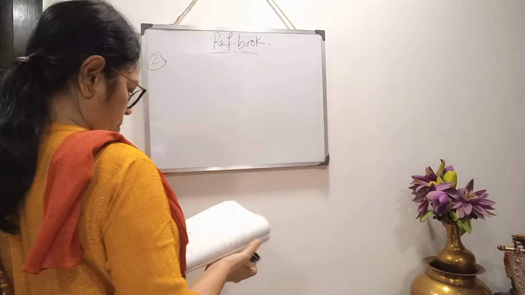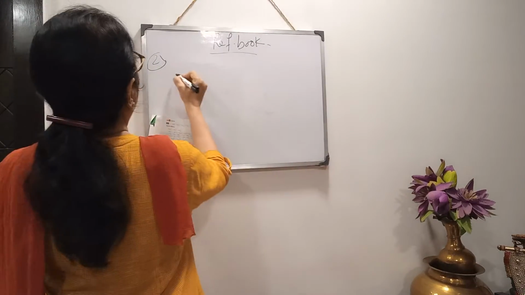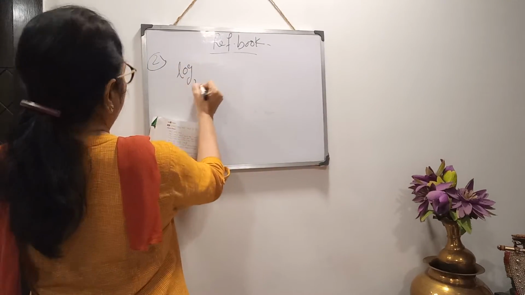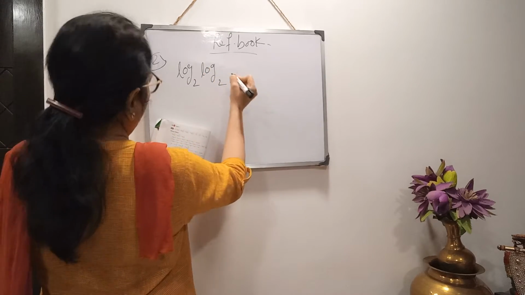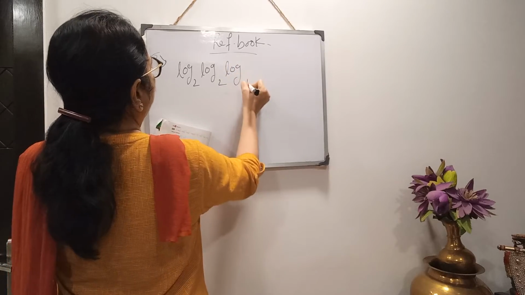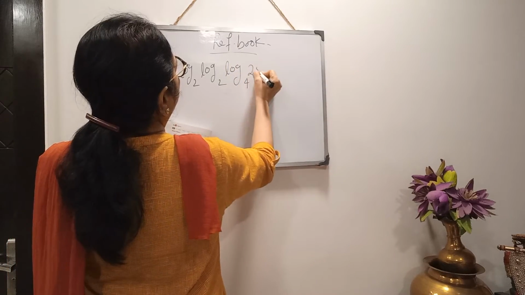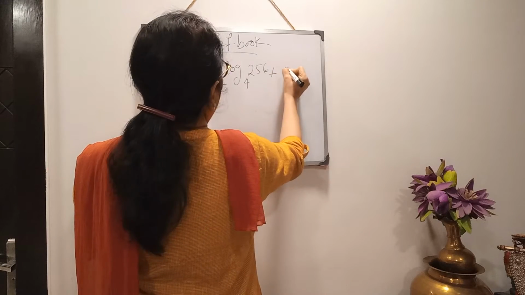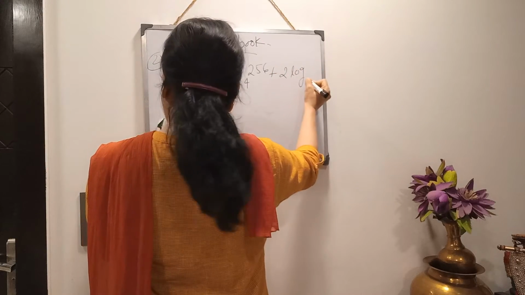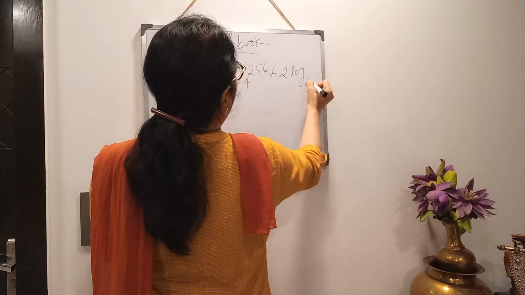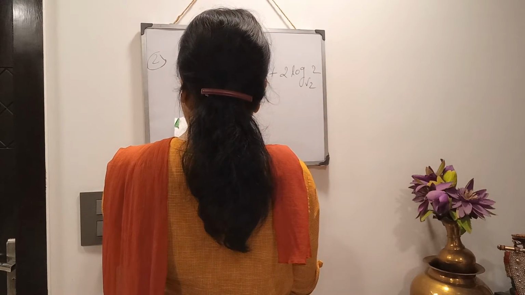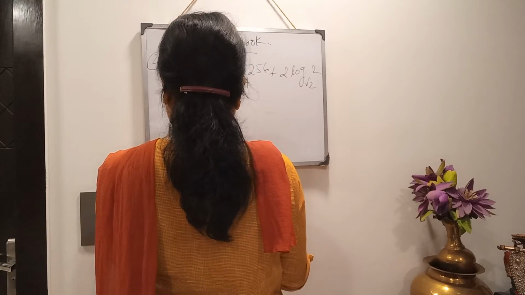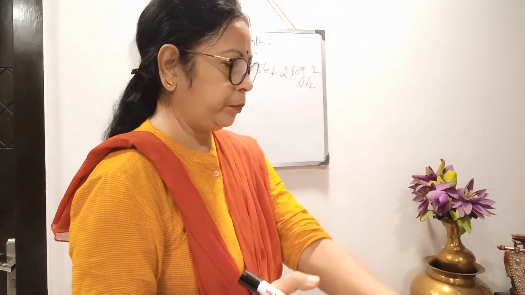find the value of log, these are base 2, here base is 4, 256 plus 2 log, root over 2 is base, and this. Okay. Now see.